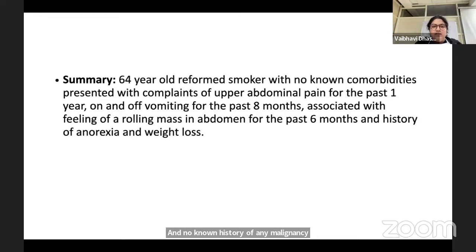To summarize my case, a 64-year-old reformed smoker with no known comorbidities presented with the complaints of upper abdominal pain for the past 1 year, on and off vomiting for the past 8 months, associated with feeling of a rolling mass in the abdomen for the past 6 months, and history of anorexia and weight loss.